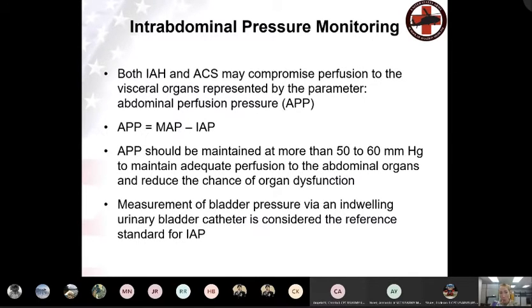Hang on one second. We need to really maintain that at more than 50 to 60 millimeters of mercury to ensure that our abdominal organs are actually being perfused. The way that we get after this is through the use of bladder pressure. That bladder pressure is going to take our indwelling urinary catheter and use it as our reservoir to see what's going on in our abdomen.